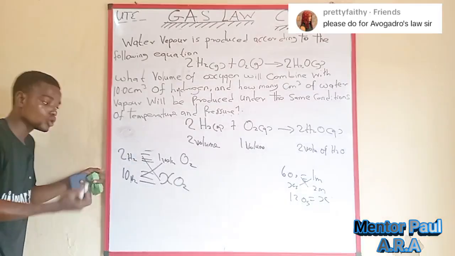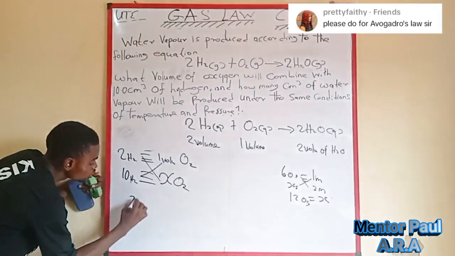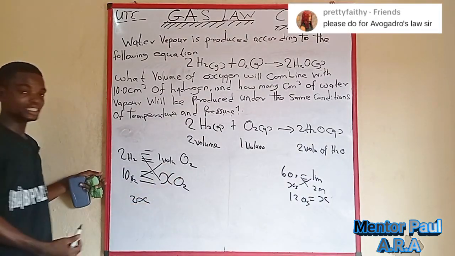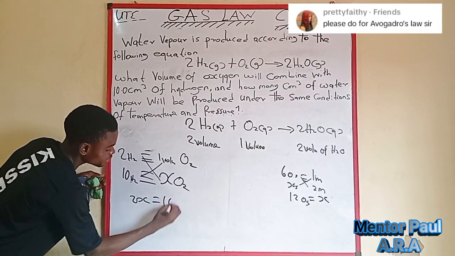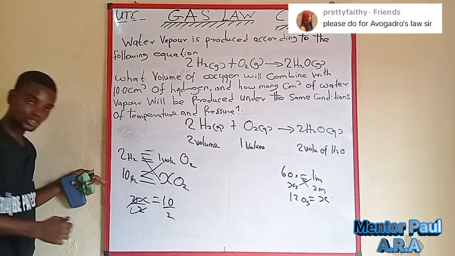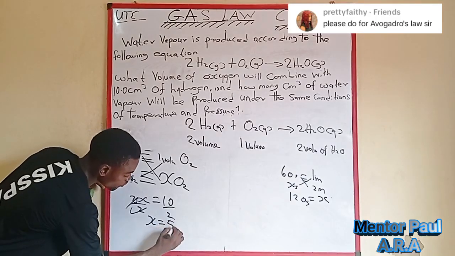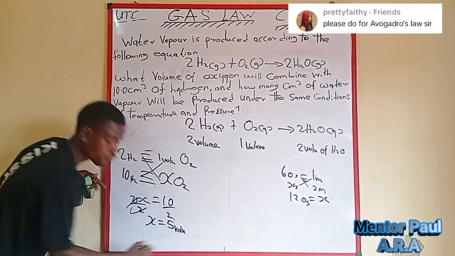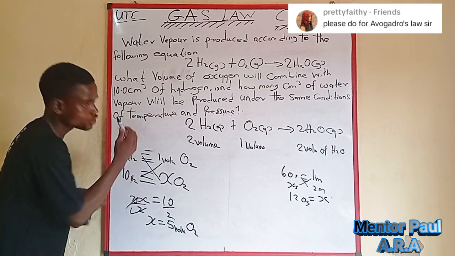Now from here, to get my S number of volume of oxygen, I'm going to cross multiply, direct proportion. S multiplied by 2, the volume of hydrogen, will give us 2S. Then multiplied by 1 volume of oxygen needed to react with 2 will give us equals 10. Now I'm looking for S, not 2S. I'll divide by 2, divide by 2. This cancels this. S is equals 10 over 2, which is 5. Hence, 5 volumes of oxygen will react with 10 volumes of hydrogen.